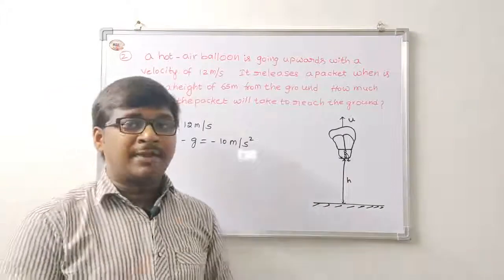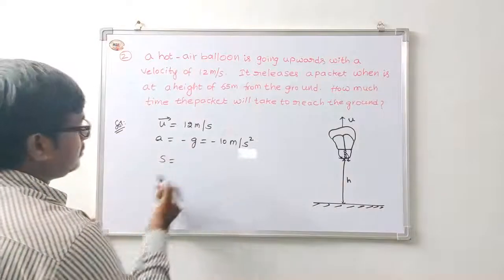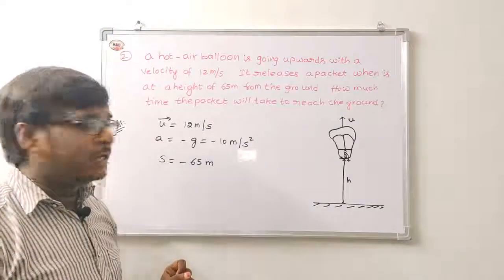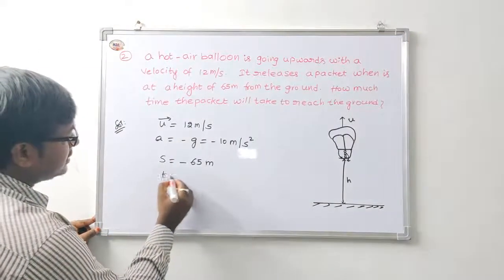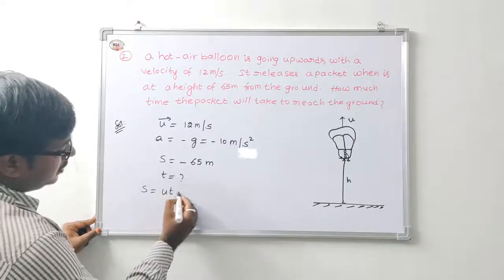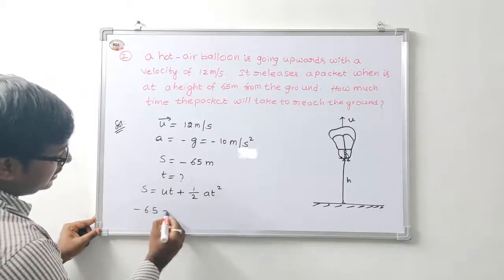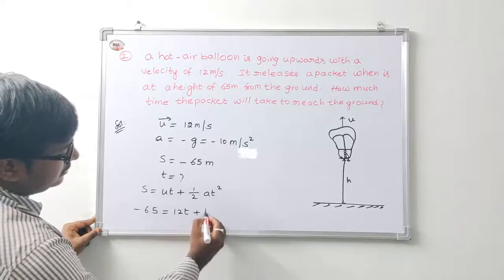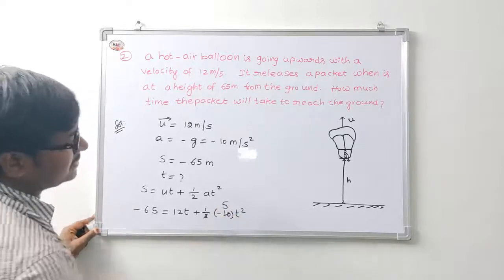The particle is dropping, so it moves in the downward direction. The displacement is minus 65 meter. Displacement is negative in the downward direction. By using the kinematics second equation, s is equal to ut plus half at square: minus 65 is equal to 12t plus 1 by 2 into minus 10 t square. 2 1s are 2, 5 2s are 10.